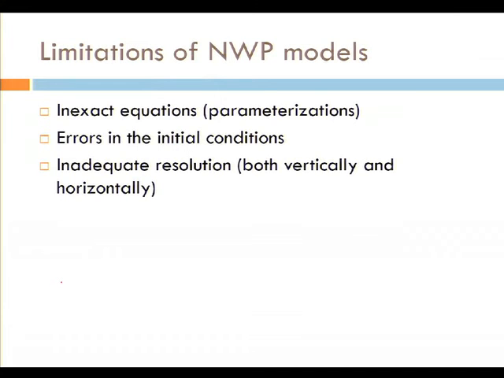Another one is errors in the initial conditions. So that data that I was talking about that we input into the model, we're going to have errors with that. And I'll talk about that a little bit later. And our inadequate resolution isn't such a big deal anymore. In this day and age, we've got the computer power that we can get to a resolution that works pretty well. In fact, the resolution that we use now is actually better than the resolution of the data that we're inputting into the model. So that's not as big an issue. It's really the first two that make the forecasting not as great as it could be.